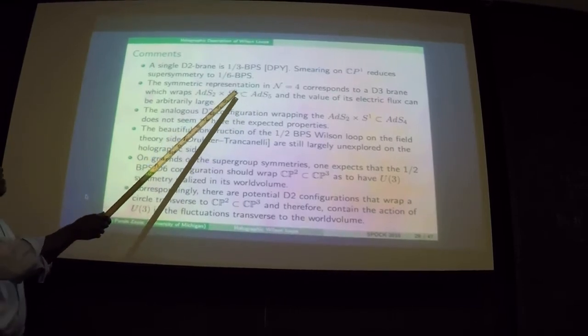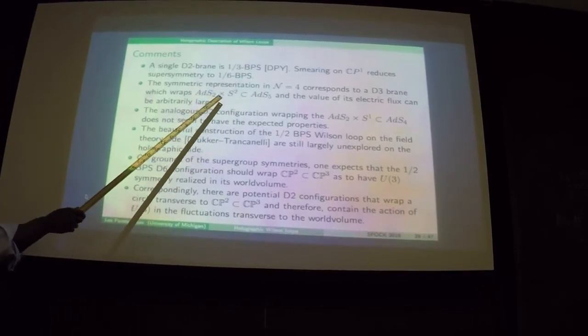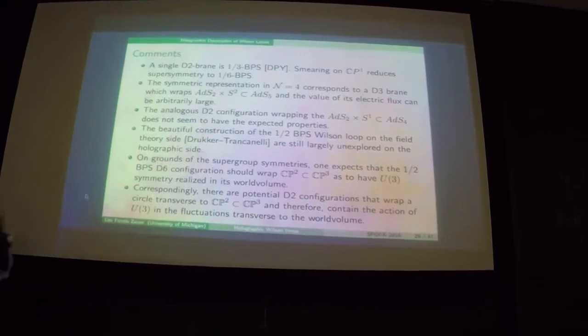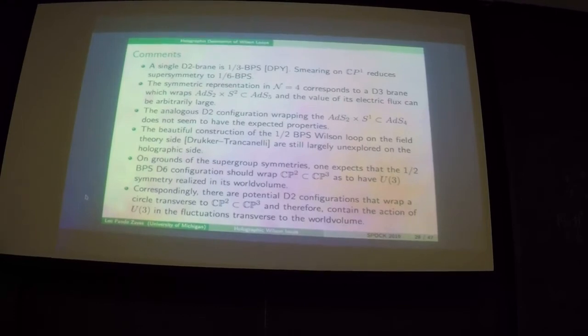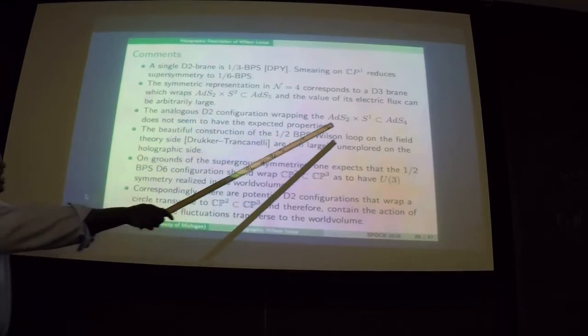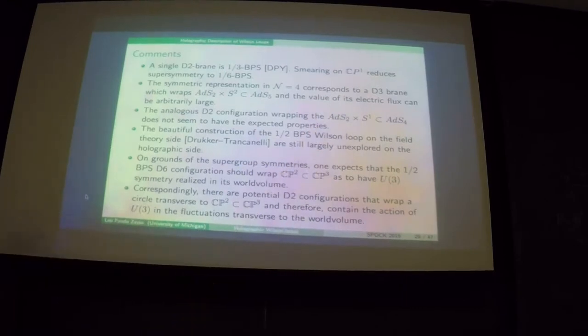Now, because the flux is along AdS2, in this case, the radius of this S2 can be arbitrarily large, which means I can have a symmetric representation with an arbitrary number of boxes, if you wish. So it makes sense that you look for some solution of D2 that is completely inside AdS4. I have looked at this, but unfortunately, this does not yet have the properties that we expect.